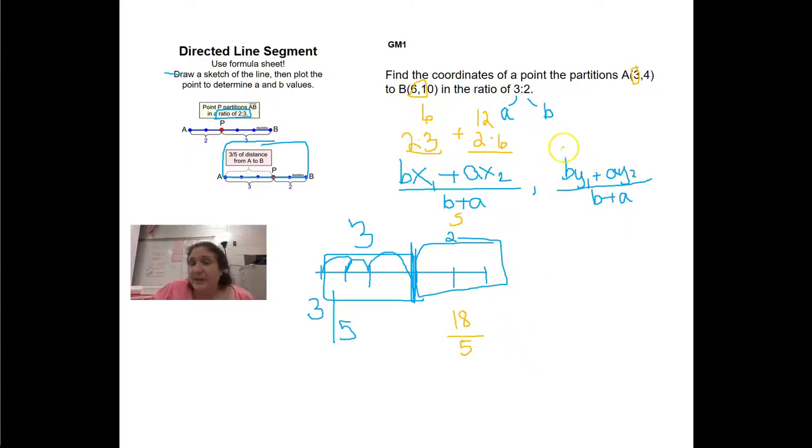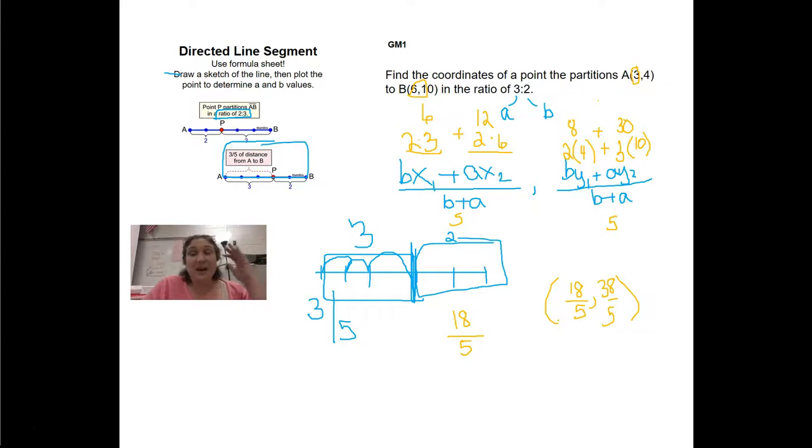We're going to do the same thing over here. Our B value is 2. Our first y value is 4. Our A value is 3. And our second y value is 10. And like we said, when we add it all up, we get 5. So 2 times 4 is 8. 3 times 10 is 30. That gives us 38 fifths. And really, I should have written them together, so I will now. There you go.